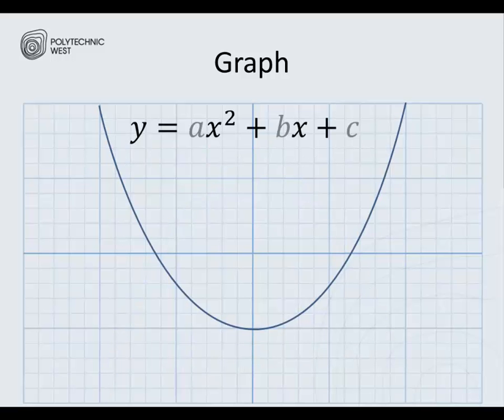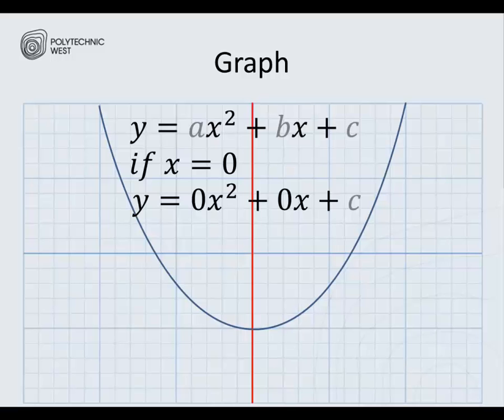Other things about this graph. At the y-axis, which is where x equals 0, if you just put x equals 0 into the quadratic equation, then the first term becomes 0, the second term becomes 0, and we're just left with the c value. So where it crosses the y-axis is simply the value c.